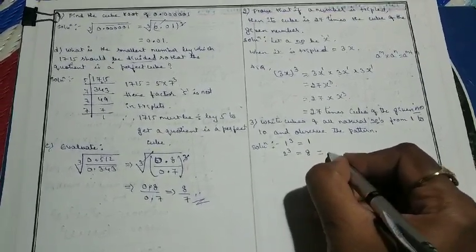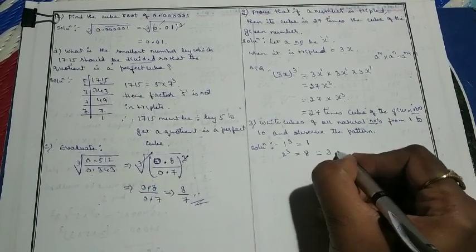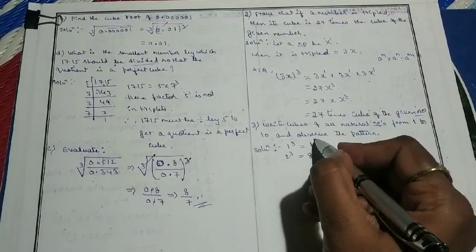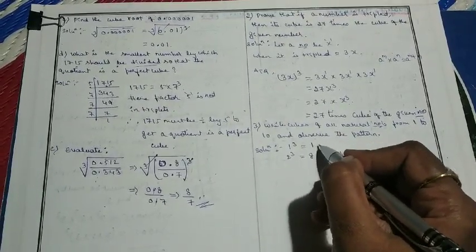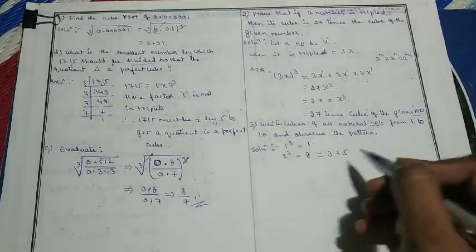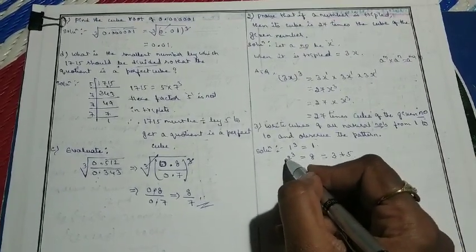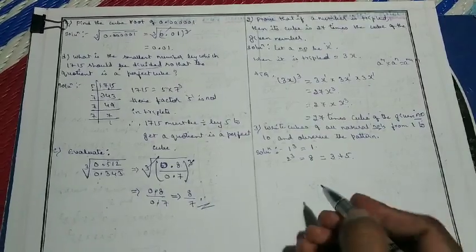But this 2 cube can be written as a sum of odd numbers, that is 3 plus 5. Why have I taken 3 plus 5? Because 1 is already taken in 1 cube. So 1 is taken here. Then the next odd number is 3. So 3 plus 5. How many odd numbers we have to take? Then what we have as the base here? So many odd numbers. Clear?